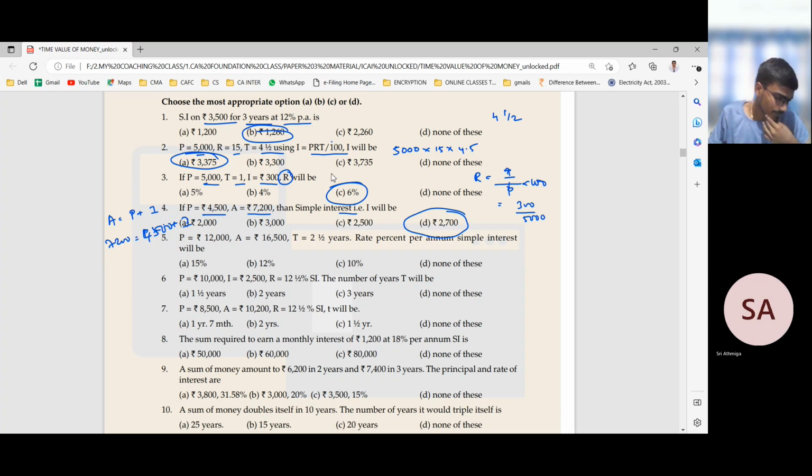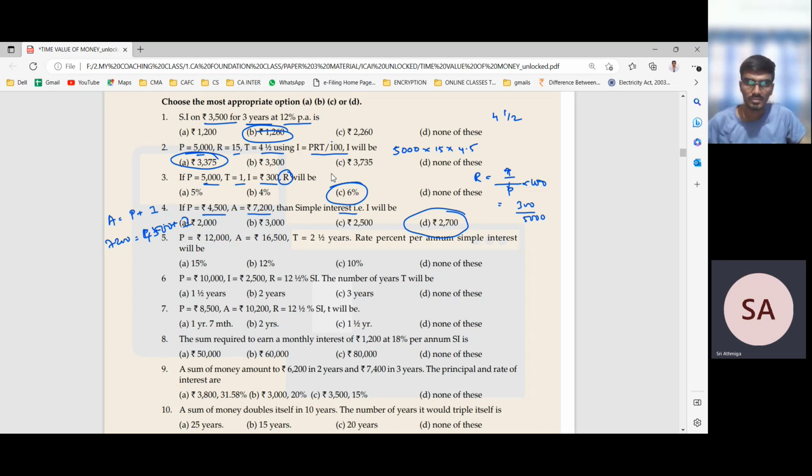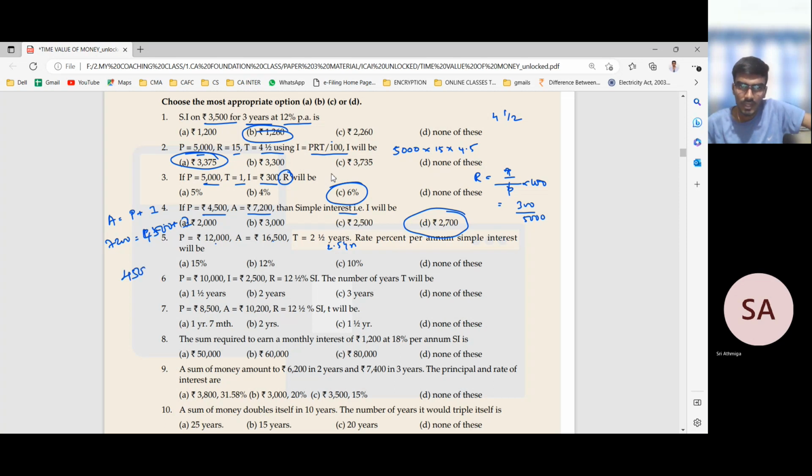What is the fifth sum? Atmika, can you read this fifth sum? Yes, sir. P is equal to 12,000, A is equal to 16,500, T is 2.5 years, rate percent per annum, simple interest will be. They are asking for 2.5 years. What I will say to you is just find the difference between the two. 16,500 minus 12,000. What is the difference between the two? 4,500. Is it right? Yes, sir.